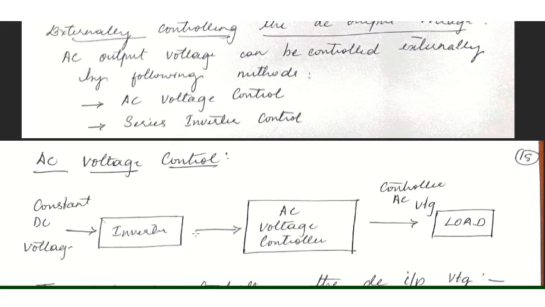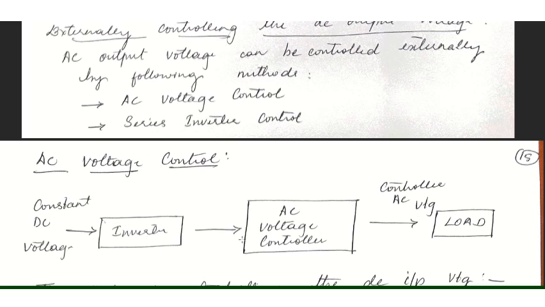This is a typical simple block diagram of AC voltage control. As you can observe here, you have the constant DC voltage. AC voltage control means obviously you're controlling the output voltage, right? So you have the constant DC voltage, which is fed to the inverter. The output of the inverter can be fed to an AC voltage controller, which will be controlling the AC voltage to a regulated or variable output, right? So the output you will be getting from the AC voltage controller will be the controlled AC voltage. That can be fed to the load according to the application.